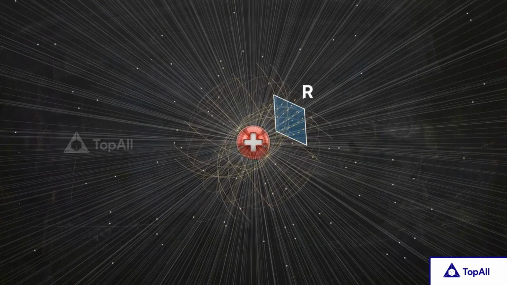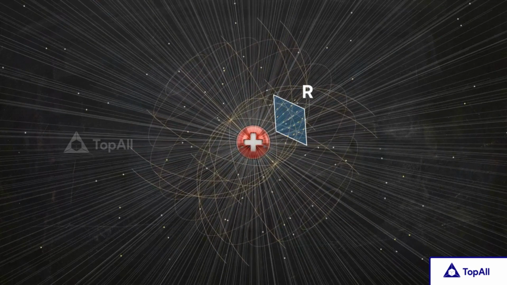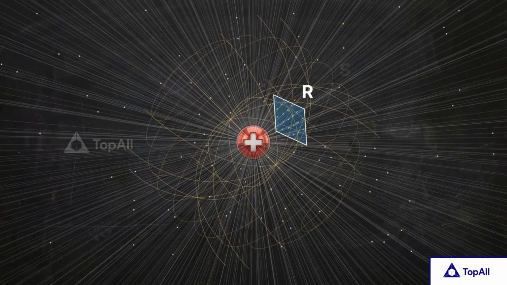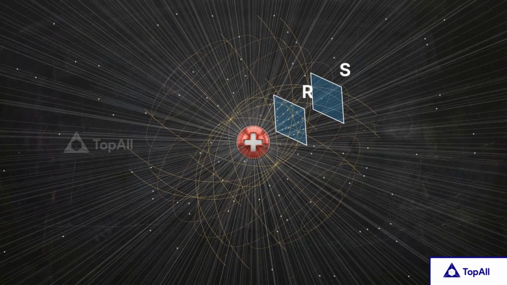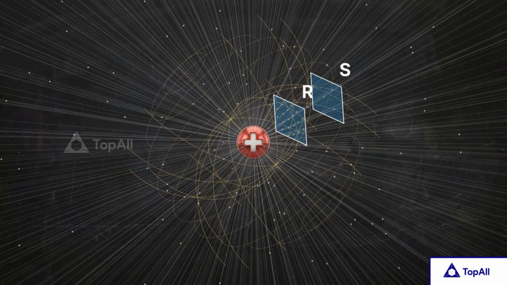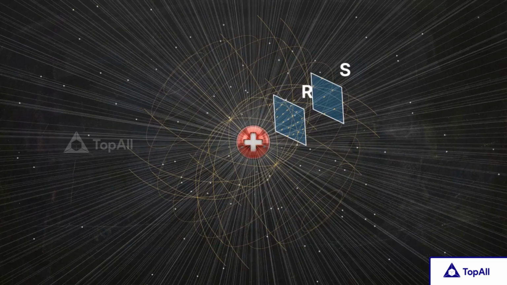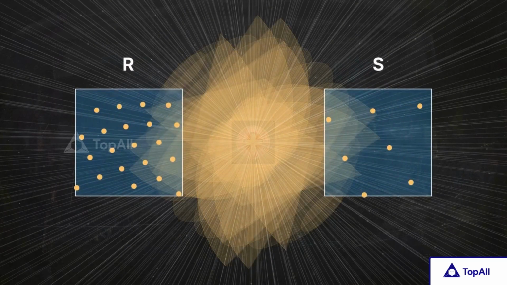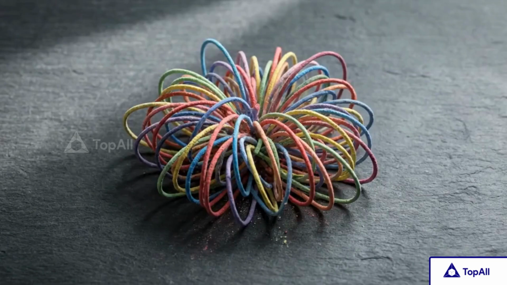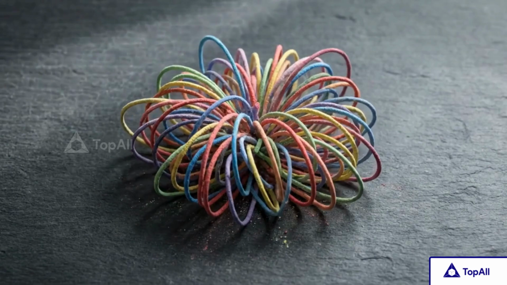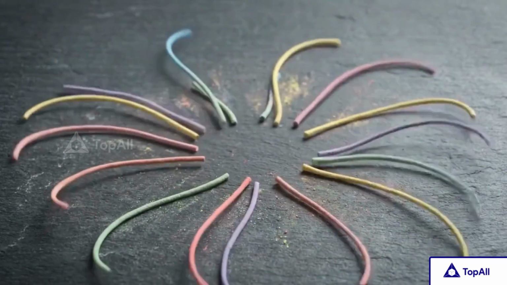In three-dimensional space, the total spherical area enclosing the charge increases as the square of the distance. Now observe area element S. It has the exact same dimensions as R, but is further away. Significantly fewer lines pierce this surface. Because the total number of lines originating from the charge remains constant while the surrounding space expands, the number of lines crossing our specific unit area drops off by a factor of 1 over r squared.